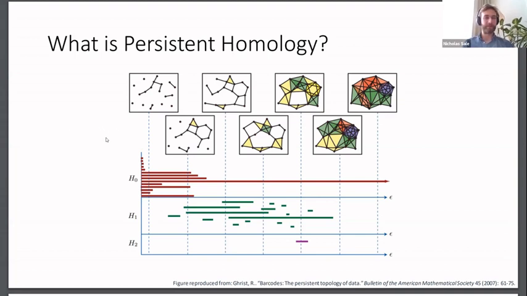So for example, if we want to look at connected components, that's called the zero homology. When we've just got the original points not connected at all, we're obviously going to have a connected component for each point, a whole load of features. But as we start connecting them up, we're going to lose some of these connected components, and we'll see that some of these bars representing features here are going to get cut off until eventually we've just got one representing the whole big connected component, which then persists on forever.